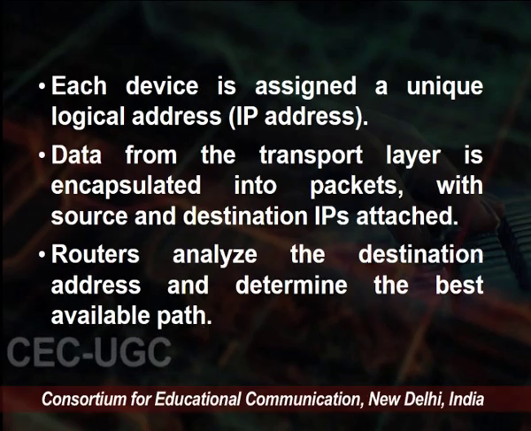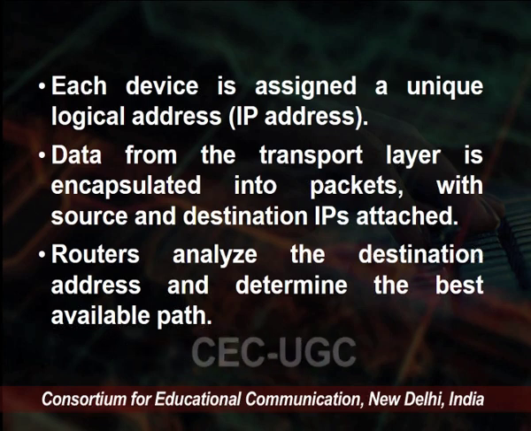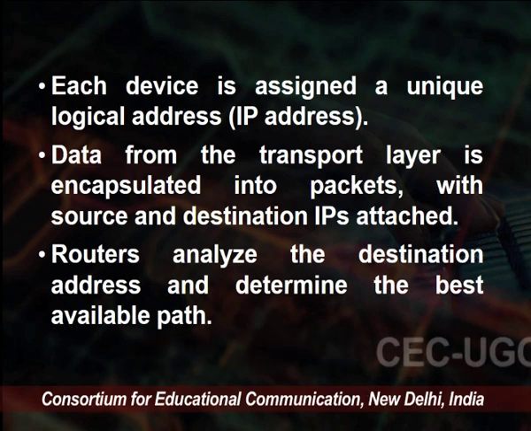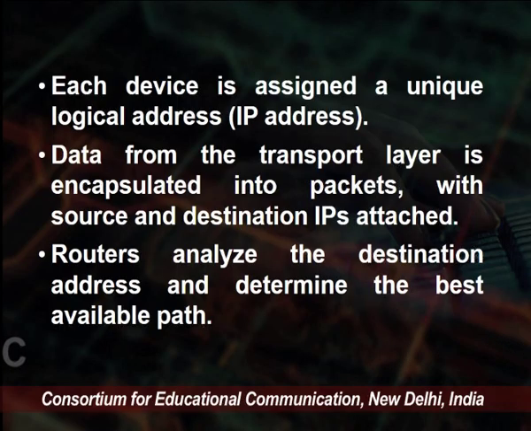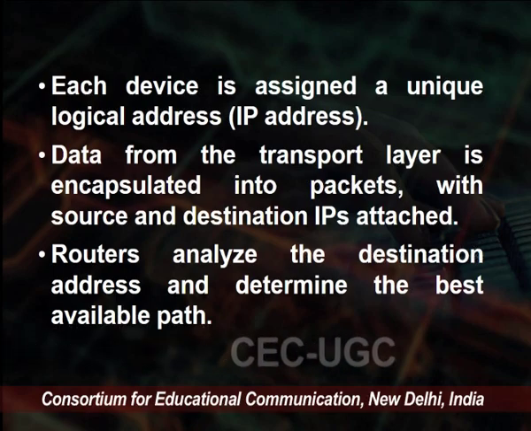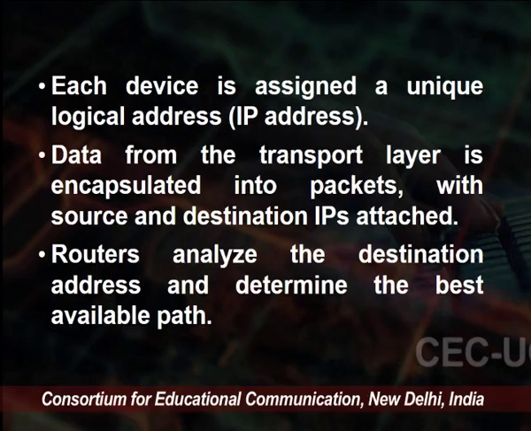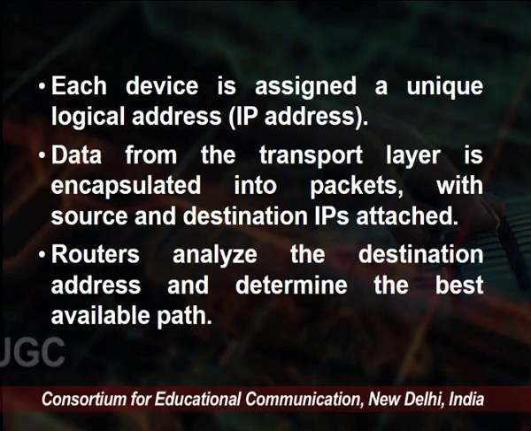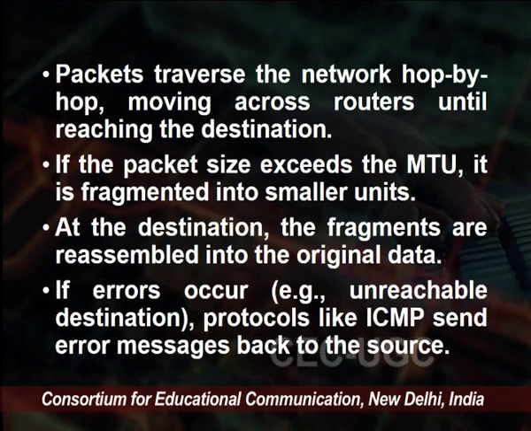So, for example, there is a path which is from A to D direct, and there is a path which is going from A to B and then from B to D, but at that particular time that path from A to D is full of congestion. So, the best path which can be adopted is from A to B and then from B to D. So, that kind of decisions are to be taken. Then packets traverse the network hop by hop, that means moving across the routers of one network to another until it reaches the destination router.